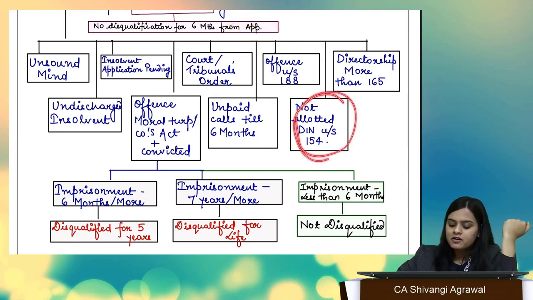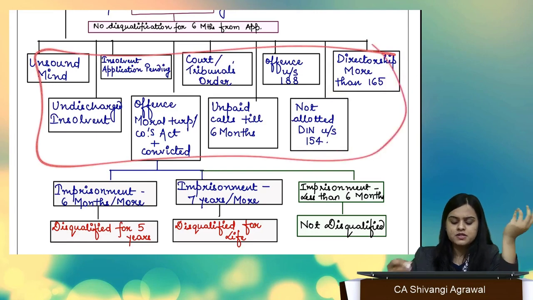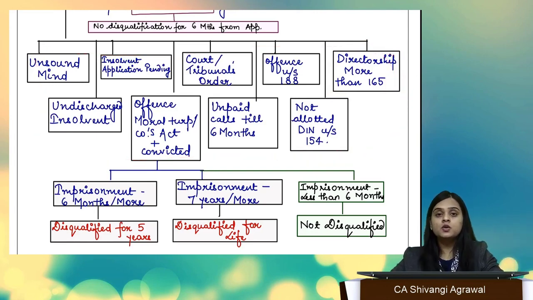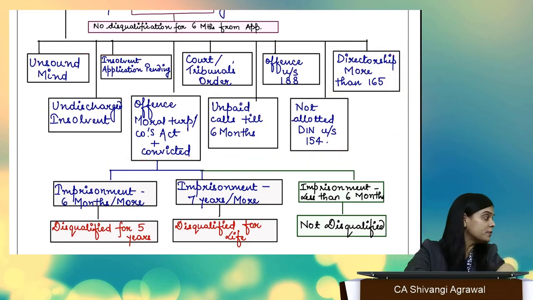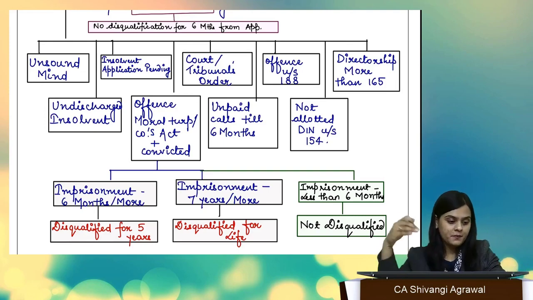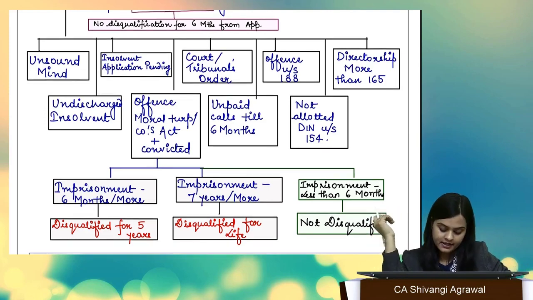He has not been allotted DIN. Without DIN, you cannot be a director. And if your directorship limit is exceeding 20, you cannot be a director undoubtedly. So on all these 9 grounds, you are disqualified. You cannot be appointed as a director. Fine, ma'am.